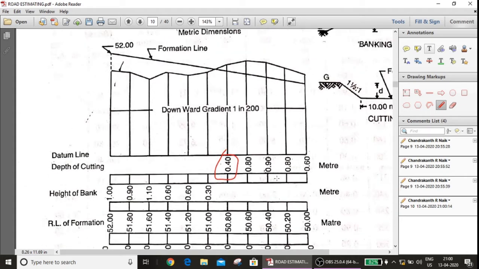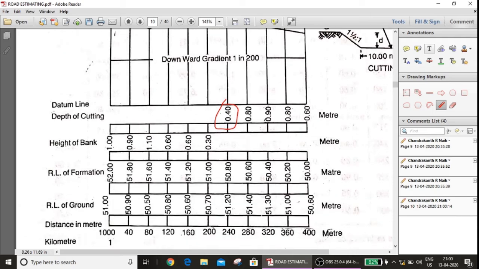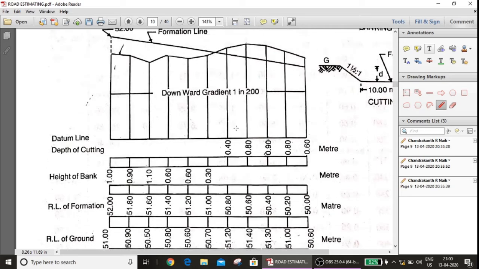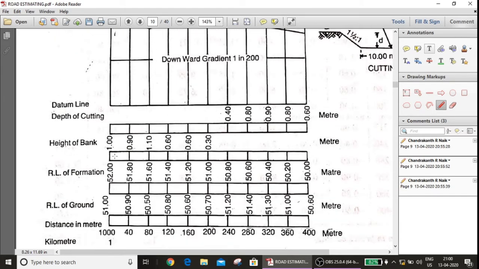So see, okay, so 50.60, 51.40, 50.60, subtracting 0.80, 0.90, 0.80, so likewise. Just be sure where your RL of formation is. If the RL of the formation is greater than the RL of ground, then it is obviously banking.